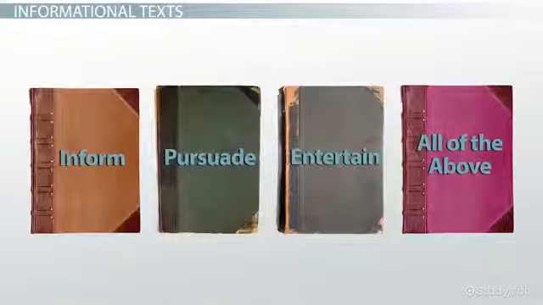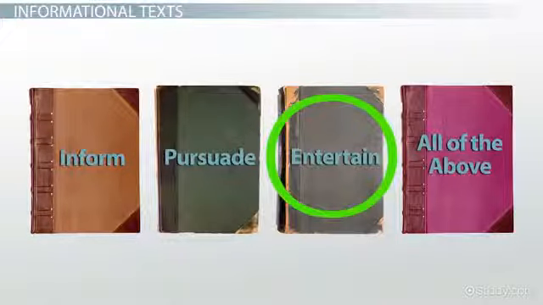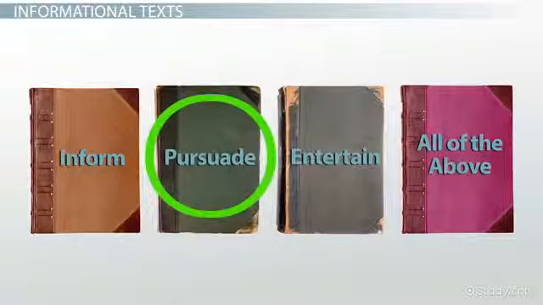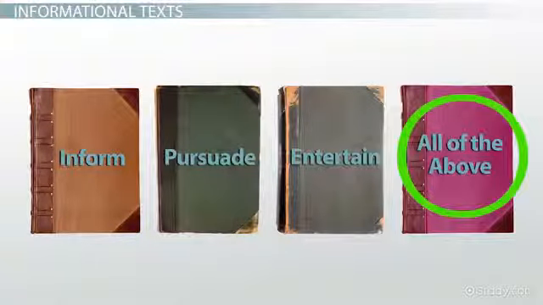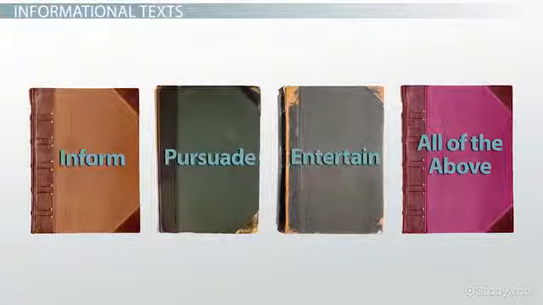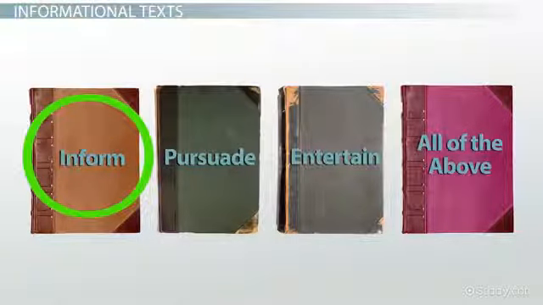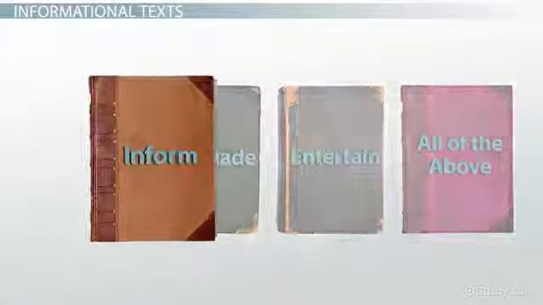We read for all kinds of reasons. Sometimes our reading merely entertains us. Sometimes it tries to persuade us. Sometimes it informs us. Sometimes it does all of these at the same time. In this lesson, we're going to focus on reading that informs us. We'll explore informational texts, discover some tips to make reading these types of texts easier, and pay special attention to the textual evidence that comprises a large portion of an informational text.